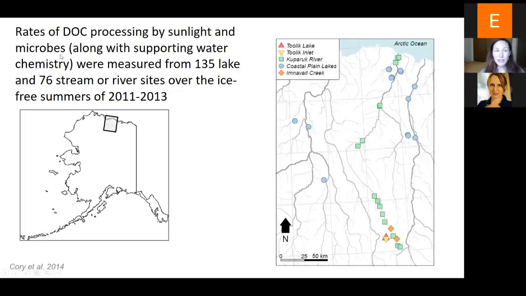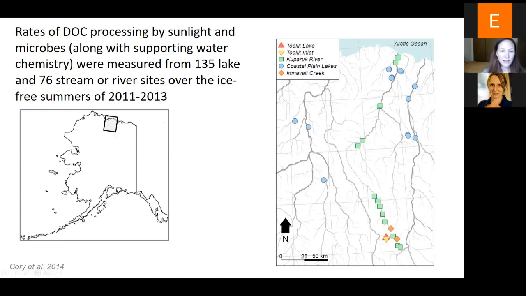So we've been measuring rates of DOC processing, or each major pathway of DOC degradation or processing by sunlight and microbes, in the water from many lakes and streams over 3 annual cycles in this initial study that we did, the summers of 2011, 2012, and 2013, in the Alaskan Arctic. So this is Alaska here.